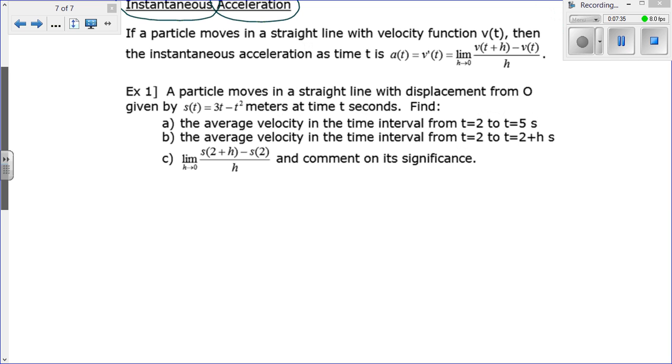The particle moves in a straight line with displacement from the origin given by s of t equals 3t minus t squared meters at time t seconds. Find the average velocity in the time interval from 2 to 5, and then find the average velocity of the time interval from 2 to 2 plus h, and then take the limit and comment on its significance. So A is the average velocity.